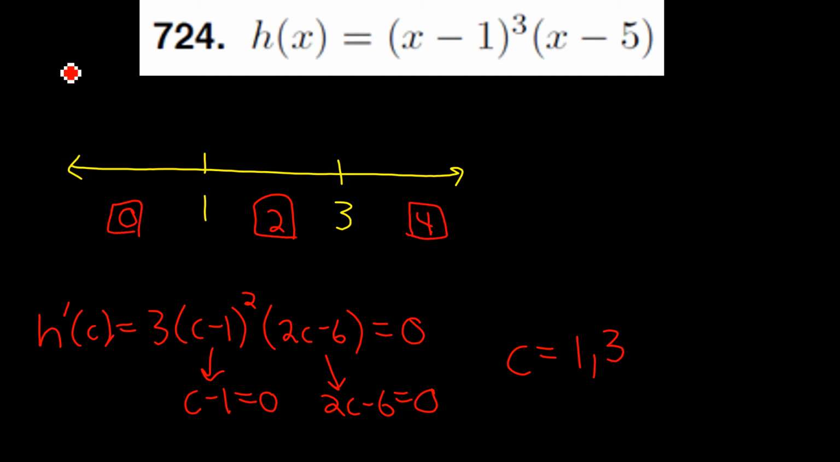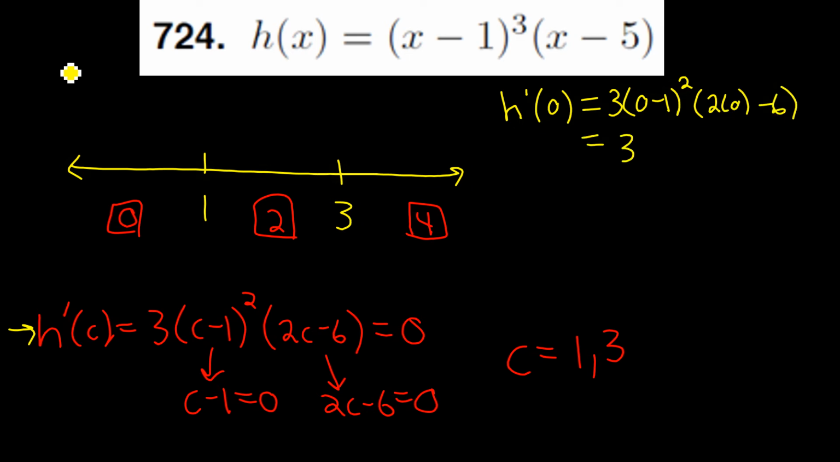So h prime of 0, and again I can use my factored form down here, is going to be 3 times 0 minus 1 squared times 2 times 0 minus 6. That's going to be 3 times 1 times negative 6, which is negative 18. Mainly what I care about is that it's negative, right? So that means that up till 1, my graph is decreasing. That makes sense based on the picture that we had earlier. So we want to confirm what else is going on.